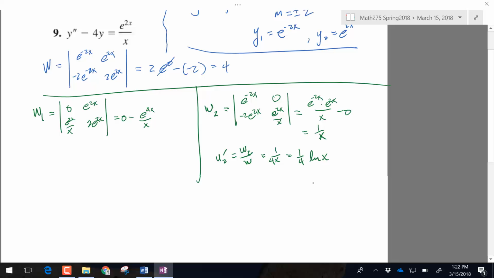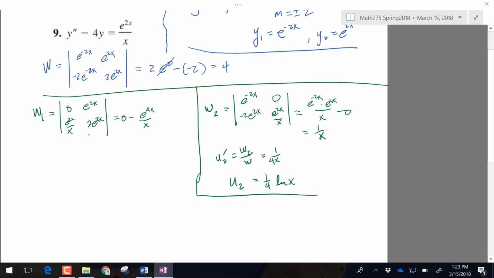Wait. This is the kind of stuff that I don't like, putting equal signs where they don't belong. All right. So u2 prime is 1/4 times 1 over x, and so the antiderivative is going to be ln x. So we're done with that.